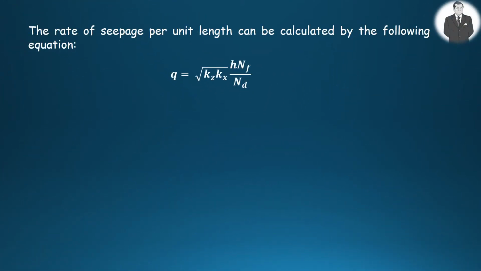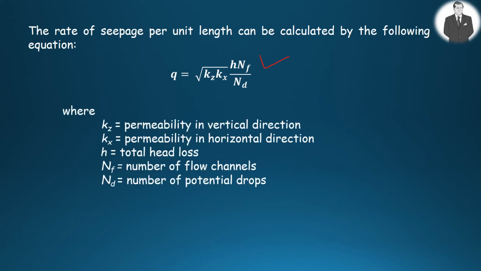The flow rate per unit length can be worked out by the following equation given here, where Kz is the permeability in the vertical direction, Kx is the permeability in the horizontal direction, H is the total head loss, Nf is the number of flow channels, and Nd is the number of potential drops.